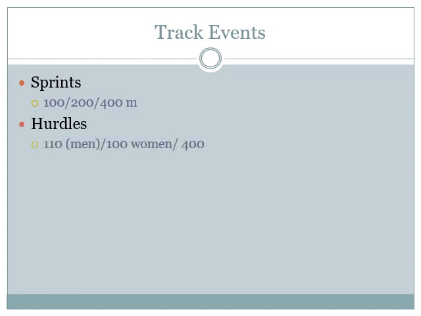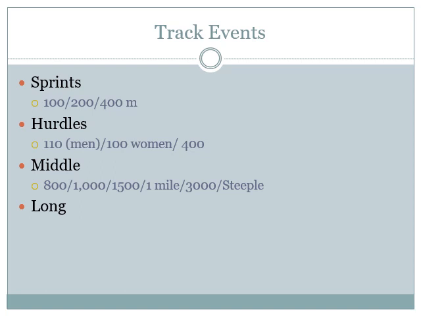Okay, so when we look at our track events, you have your sprinting events, your 100, your 200, and your 400 meter. You have your hurdles, your 110 for the men, 100 for women, and the 400. You have your middle distances, your 800, your 1,000, your 1,500, 1 mile, 3,000, and you also have the steeplechase, so there are some unique demands there. And then obviously everything beyond that would be considered your long distance events.